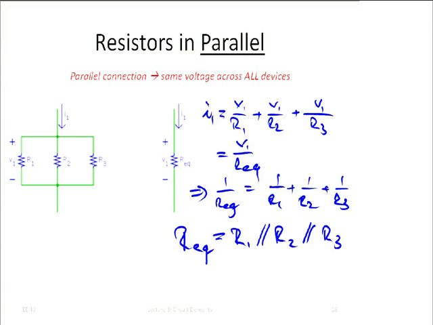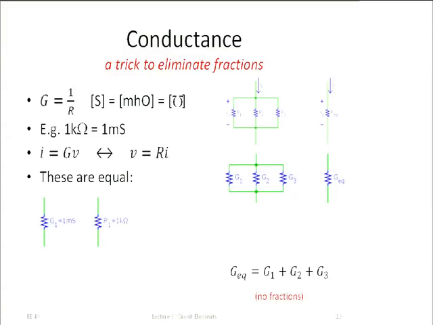Now, one more trick. Writing all these equations and calculating these fractions is a pain in the neck, so we can avoid that by simply defining another element, a conductor, and the conductor says how much it likes to pass current. Right? The resistor basically says, how much do I resist current flow? The conductor says, how much do I like to let the current through? So conductance is simply defined as 1 over resistance.